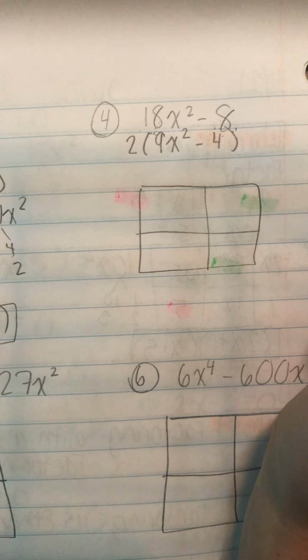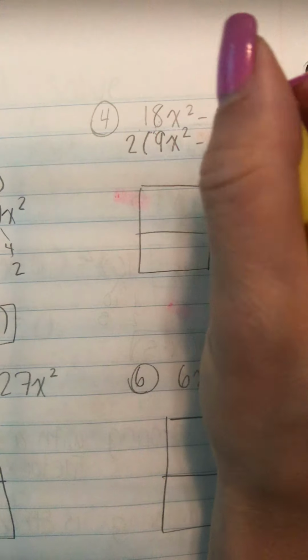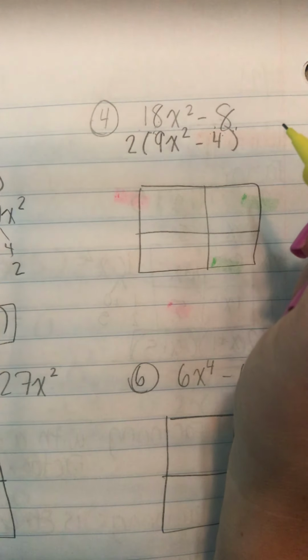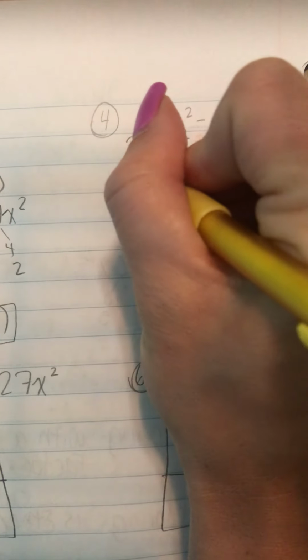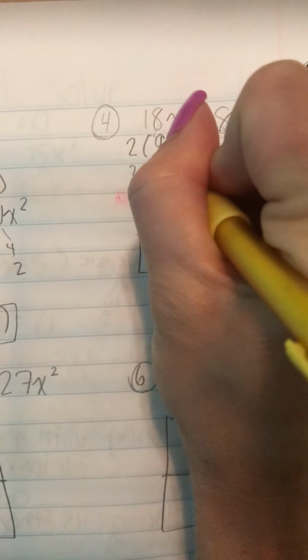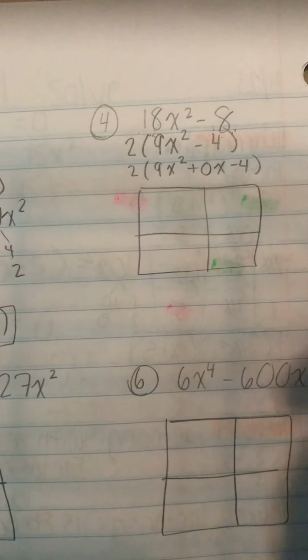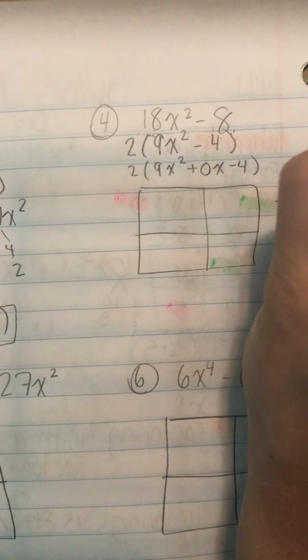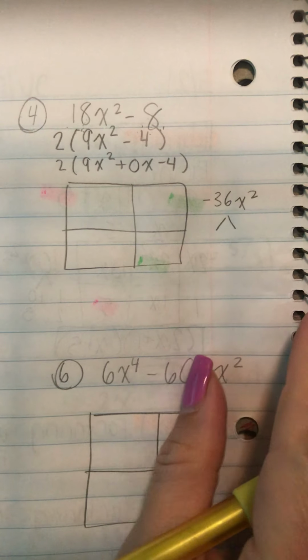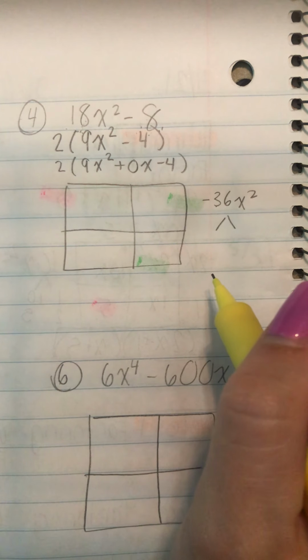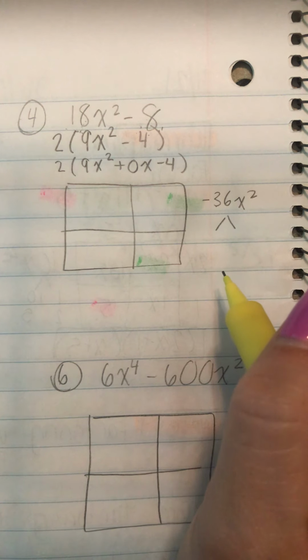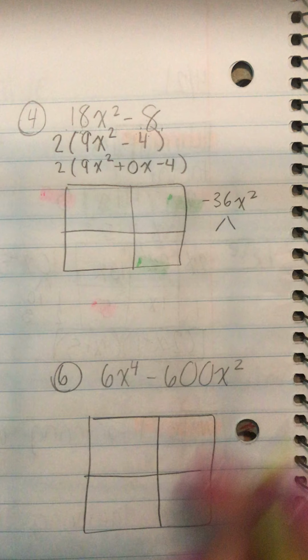Now we're missing what? We're missing the middle term. So we need it to be 9x squared plus 0x minus 4. Now I'm going to multiply. I get -36. I need numbers that multiply to -36, but add to 0.